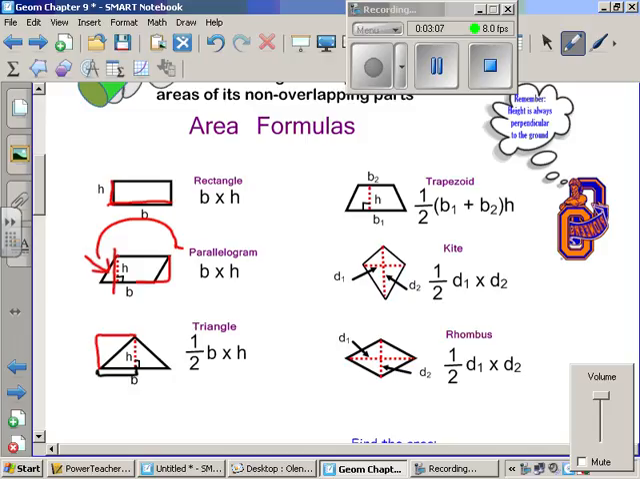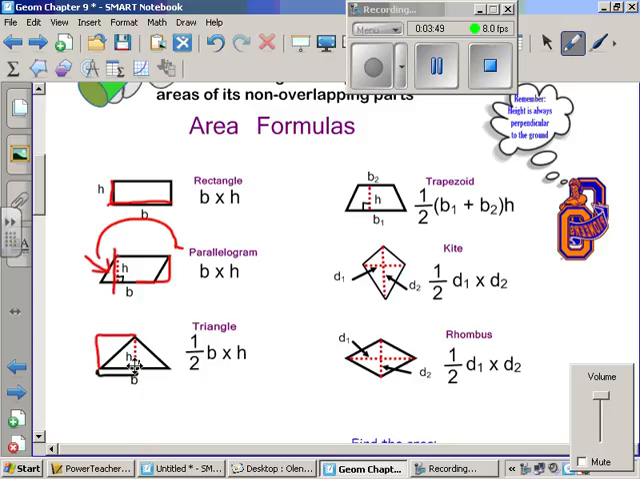Okay? For a trapezoid, again, if I chop off my right triangle and move it over here, okay, I have base times height, but to get this base, it's B1 plus B2 divided by 2. It's taking the average of the bases. So you take the top of the trapezoid and the bottom of the trapezoid, add them together, divide by 2. That's the average, right? Times height.